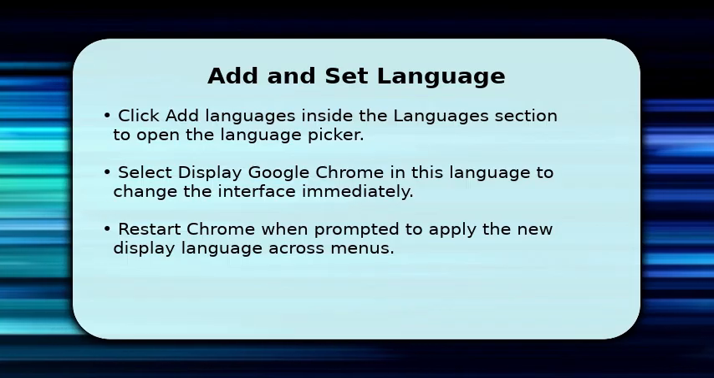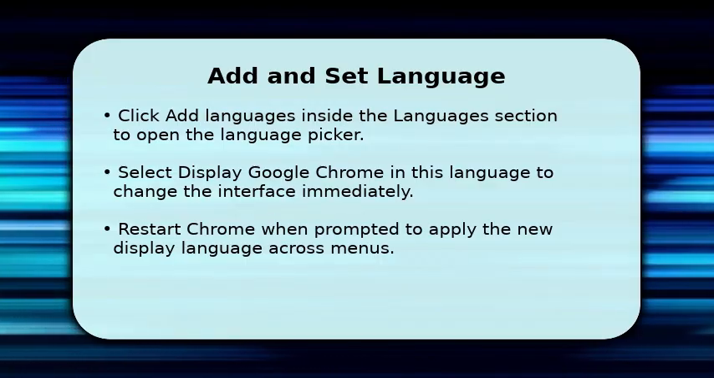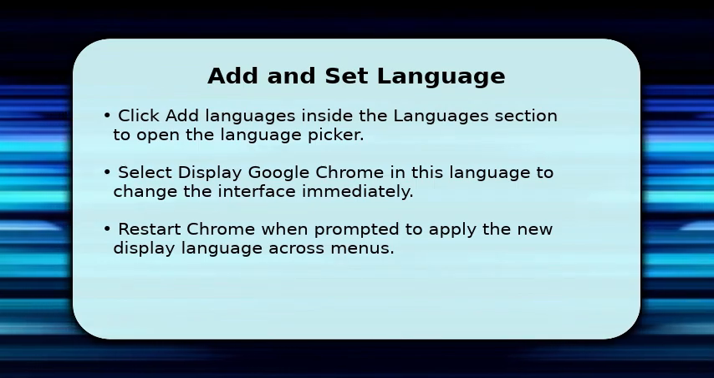Select Display Google Chrome in this language to change the interface immediately. Use Move Up to prioritize a language for websites and spell check. Restart Chrome when prompted to apply the new display language across menus.